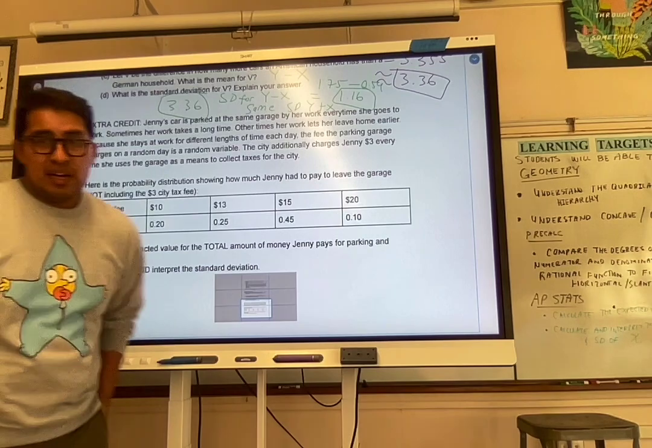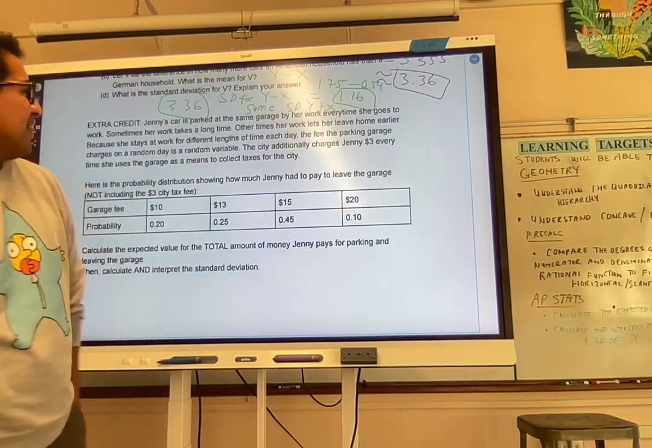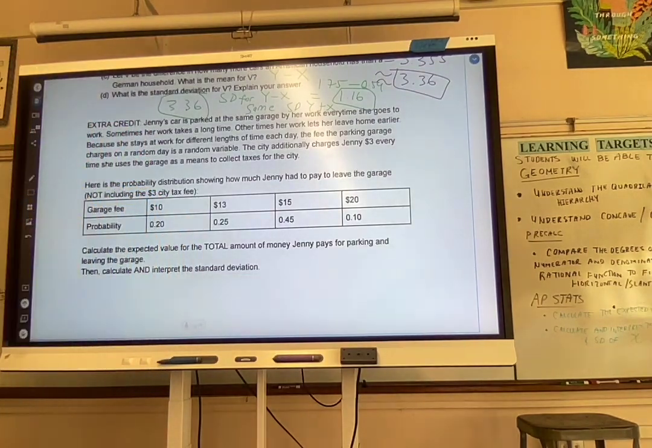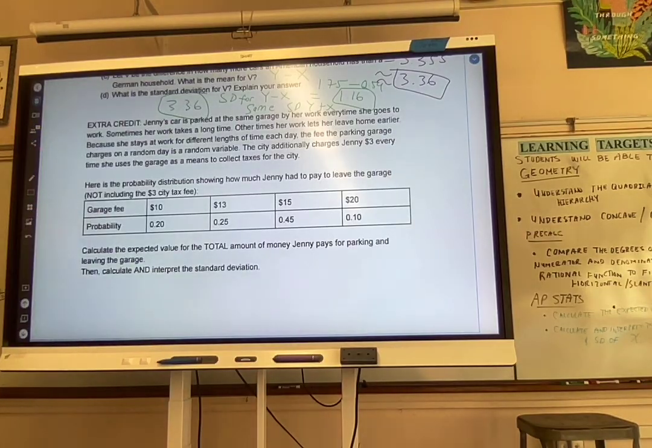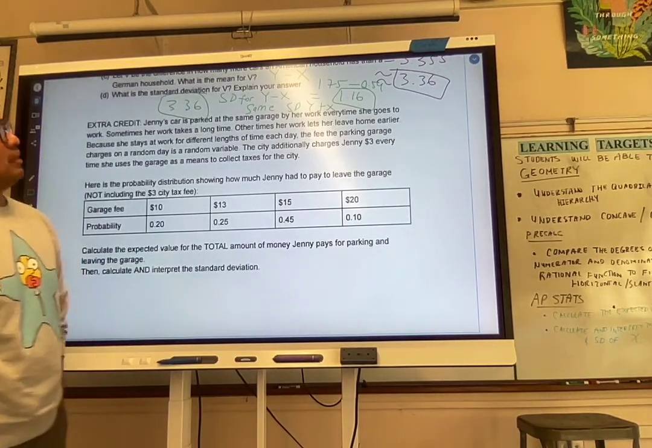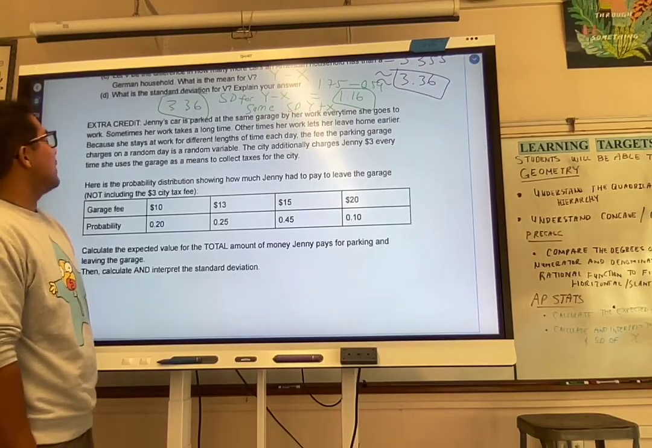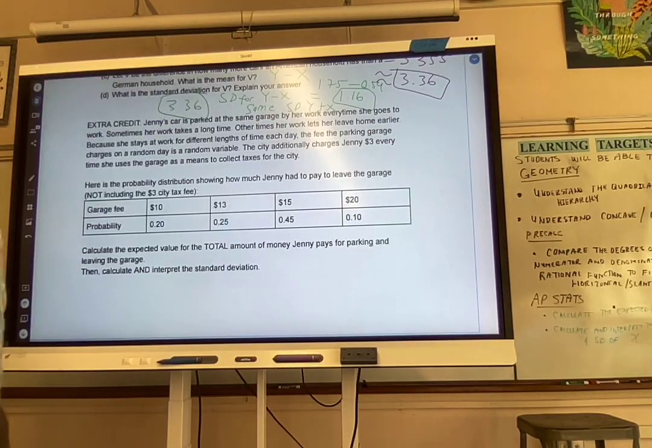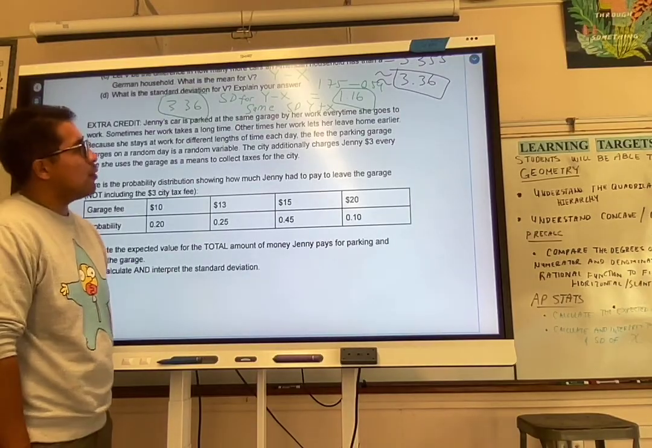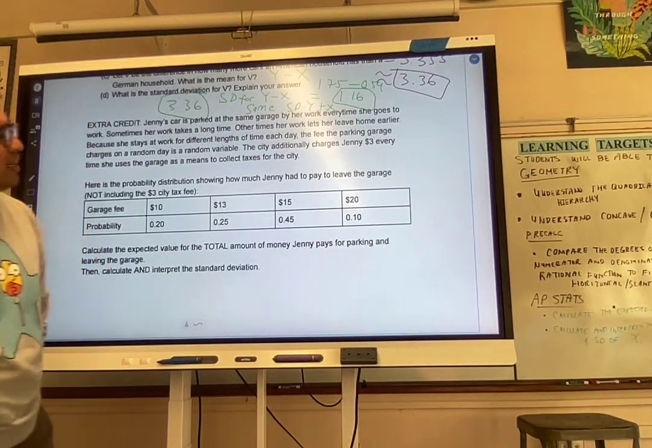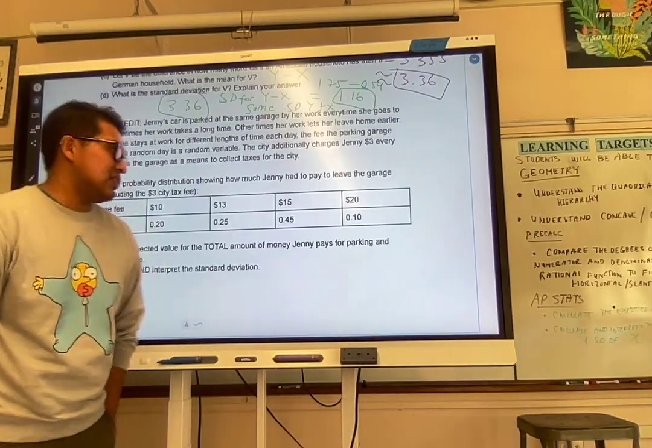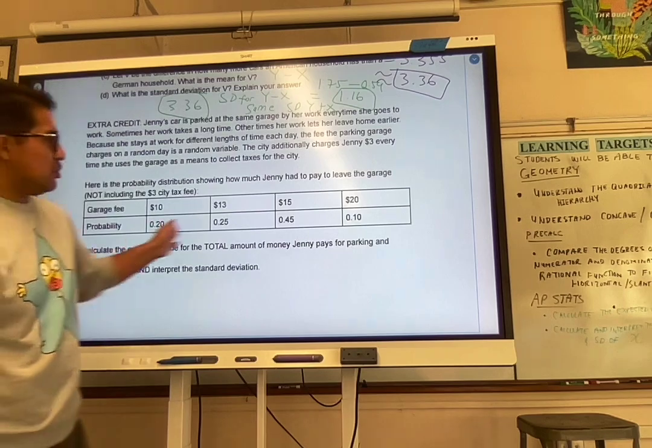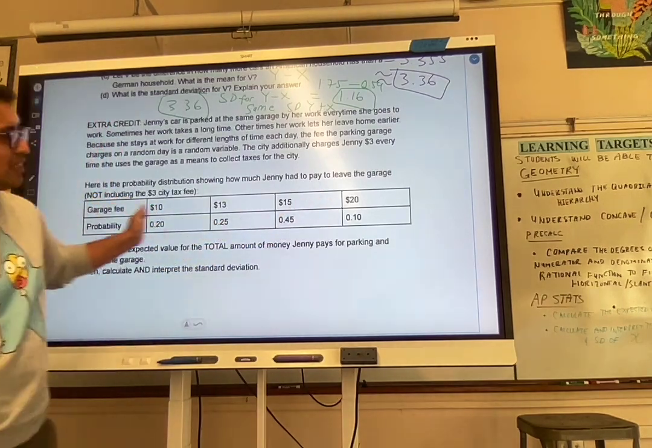So in this situation, I'm just gonna let you try that on your own. I can help explain it. It says here, Jenny's car is parked at the same garage by her work every time she goes to work. Sometimes her work takes a long time, and other times her work lets her leave home earlier. Because she stays at work for different lengths of time each day, the fee the parking garage charges on a random day is a random variable. In addition, the city charges Jenny $3 every time she uses the garage as a means to collect taxes for the city. So here's the probability distribution for how much Jenny had to pay to leave the garage.